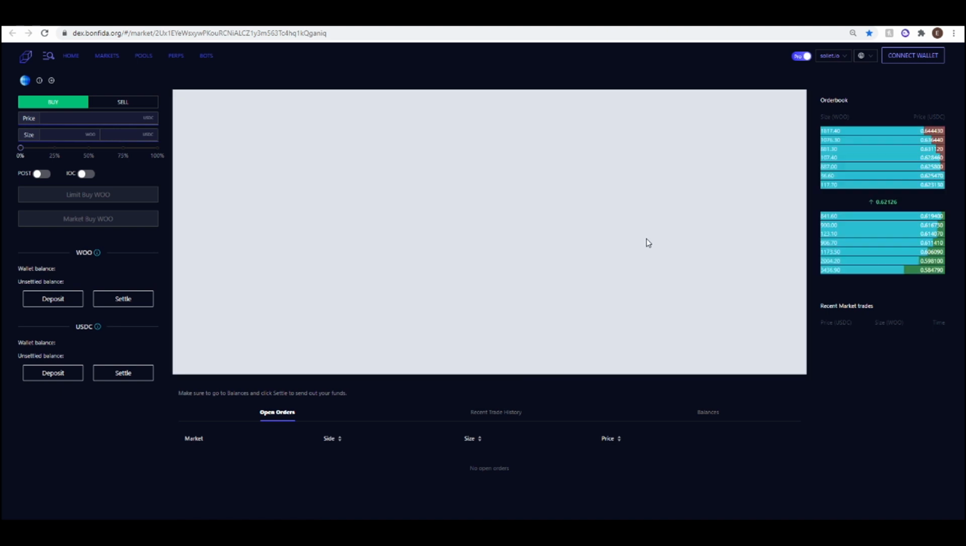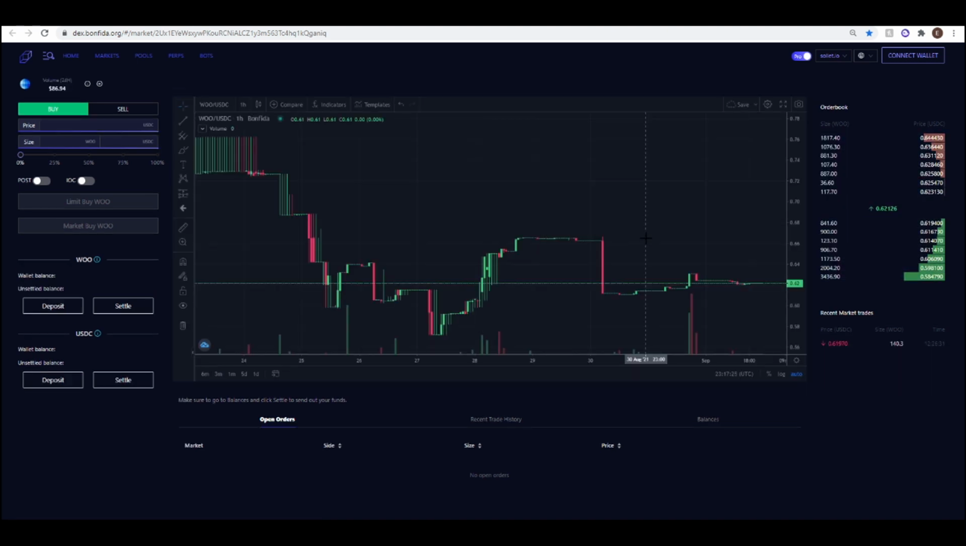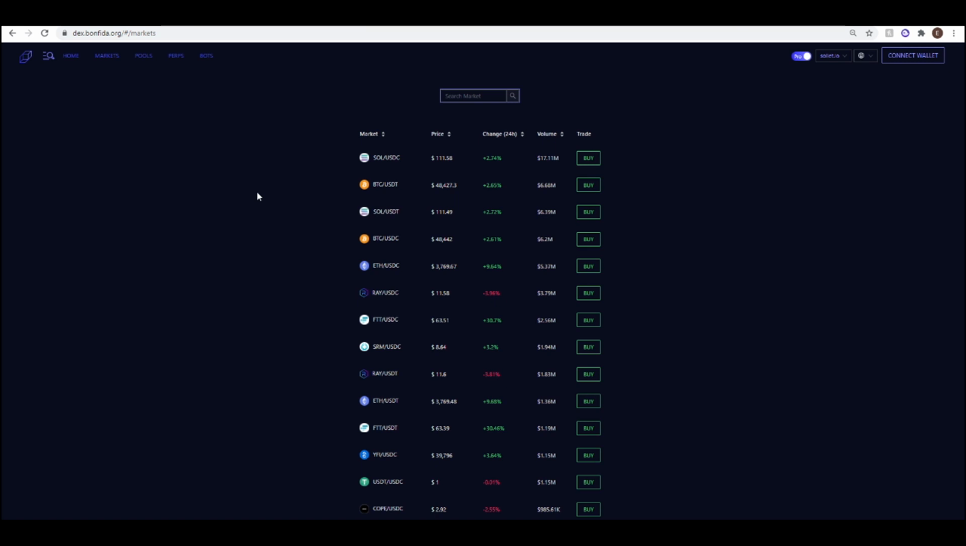So the Bonfida Dex is built on top of Serum, so it sources all of its liquidity from the Serum books. And what we're going to do here, we're going to press on market, and now we can see what markets are available to trade. We're going by the most liquid, so Solana USDC, of course, is probably going to be the most liquid. Then we have Bitcoin, Ethereum, Ray, FTT, Serum.